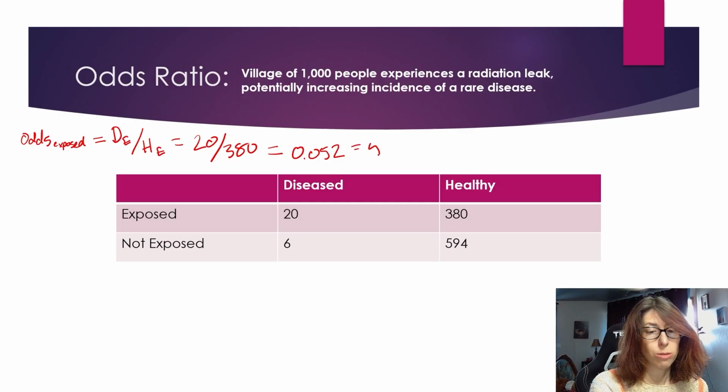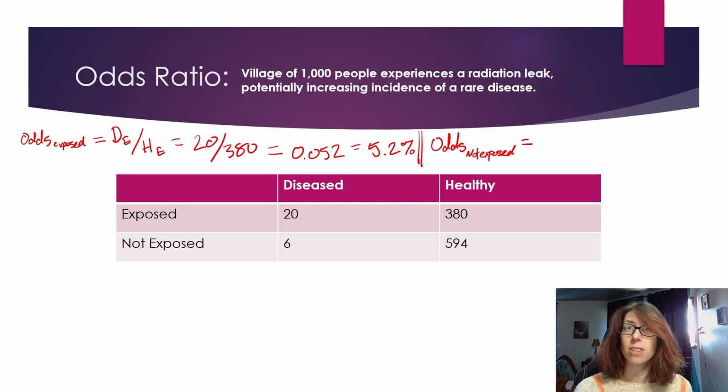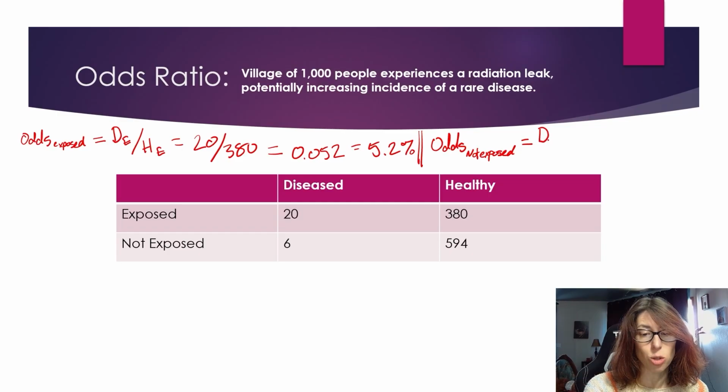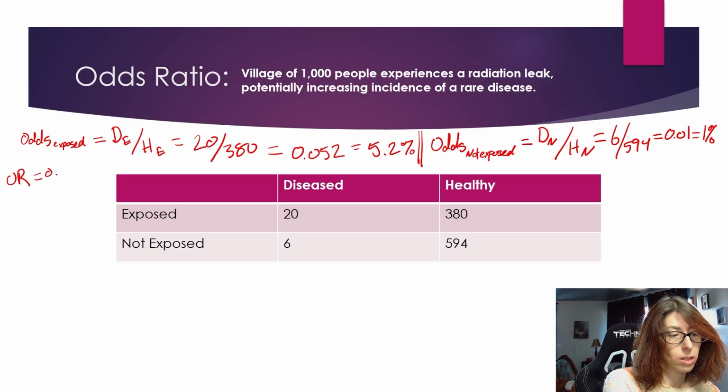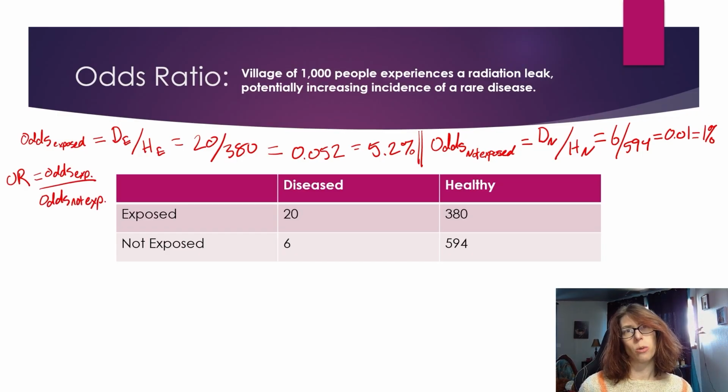0.052 or 5.2%. And the odds of getting the disease if not exposed equals the diseased individuals in the not exposed group divided by the healthy individuals in the not exposed group. And in this case, that is 6 divided by 594, which equals 0.01 or 1%. So the odds ratio is the ratio between the odds of getting the disease if exposed and the odds of getting the disease if not exposed. So in this case, that's going to be 0.052 divided by 0.01, which is 5.2.